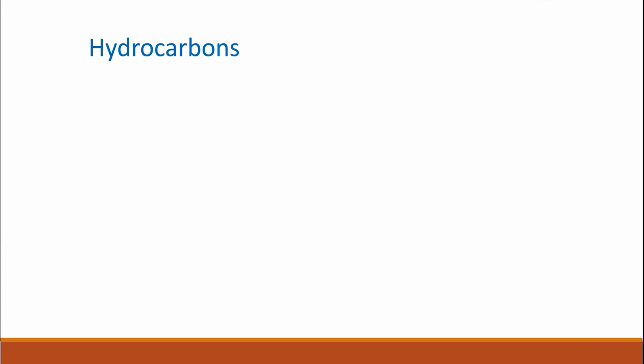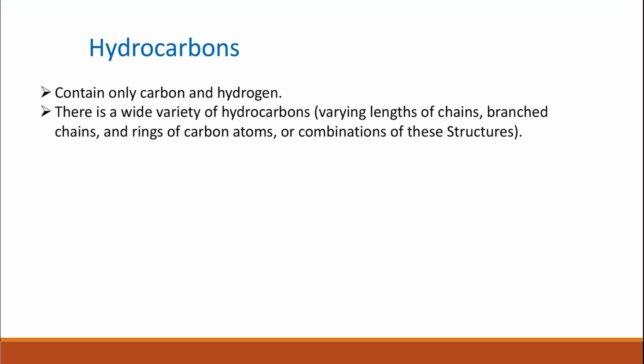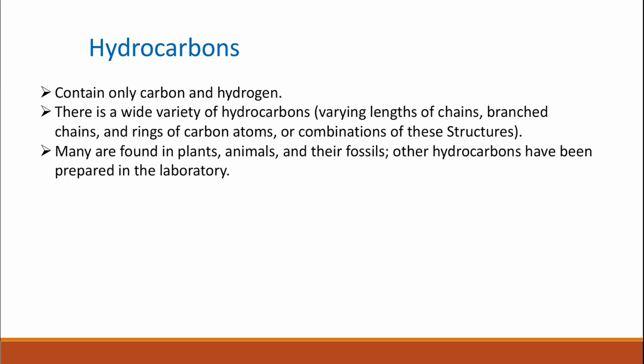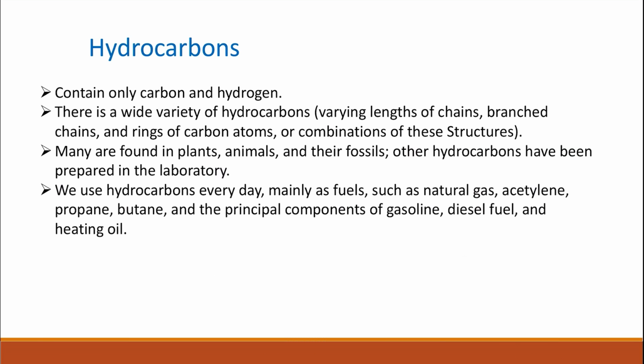So let's start talking about the hydrocarbons. Hydrocarbons contain only carbon and hydrogen. They can come in varying lengths and some of them are branched. Many of them can be found in living organisms, like in plants, animals, and their fossils. Other hydrocarbons can be prepared in the laboratory.